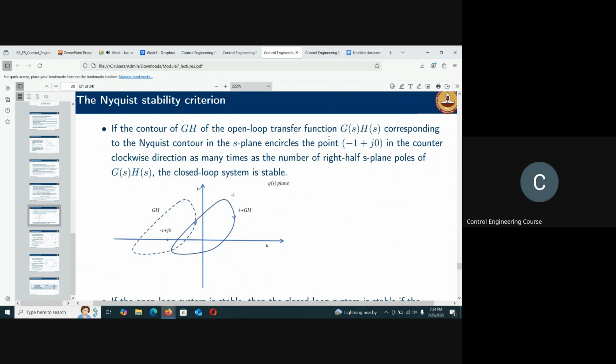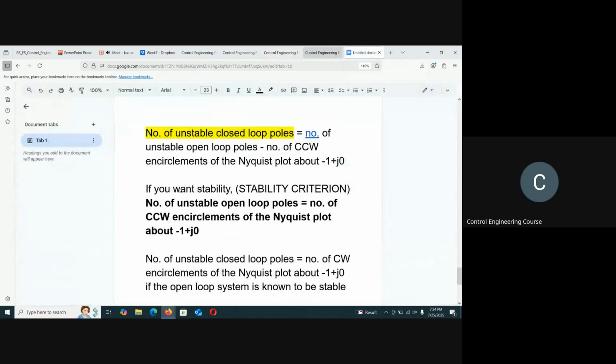So for stability, the number of counterclockwise encirclements about -1 plus j0 of the open loop Nyquist plot should be equal to the number of right half plane unstable open loop poles. That is what I have written here as well. If the system has no unstable open loop poles, then there should be no encirclement at all.